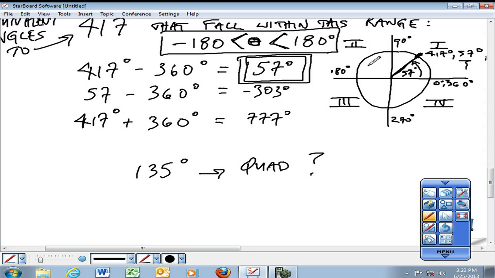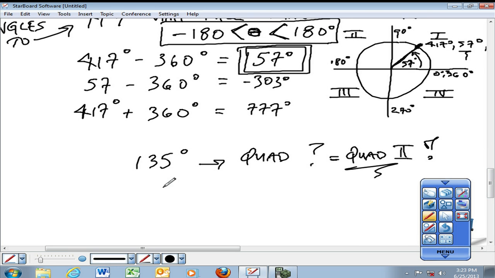Right, so you see that actually your 135 is going to fall somewhere here. It's not going to go into quadrant 3 because quadrant 3 is from 180 to 270. So your answer is quadrant 2. That's simple. Not really much work to show me here. Just make sure you get it right.